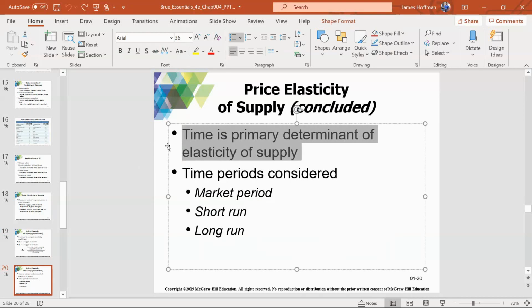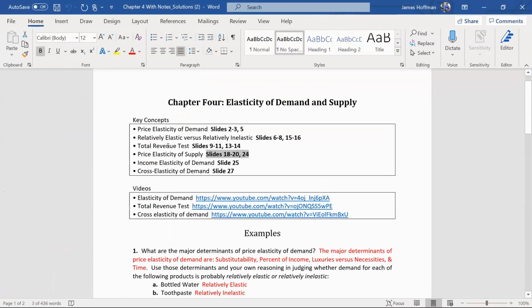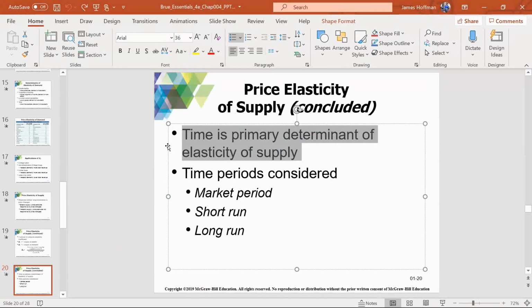Okay, so the primary determinant, the main factor that determines how elastic supply is, is time. Usually the longer the firm has to make changes, the more elastic it is. This will make total sense when you think of what the elasticity of supply is. I think I have one more slide for supply here, which is 24.